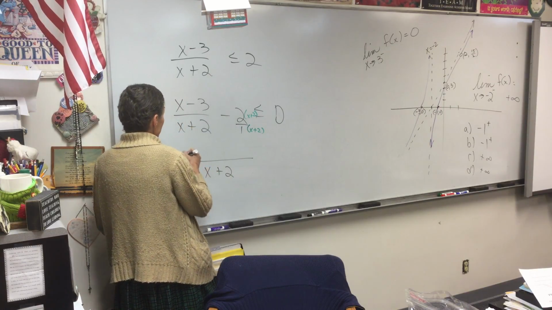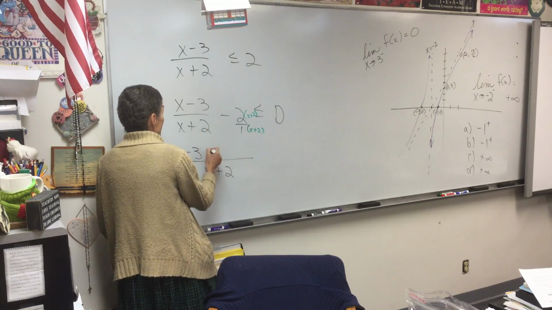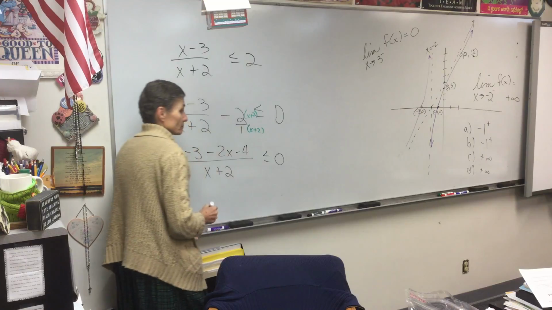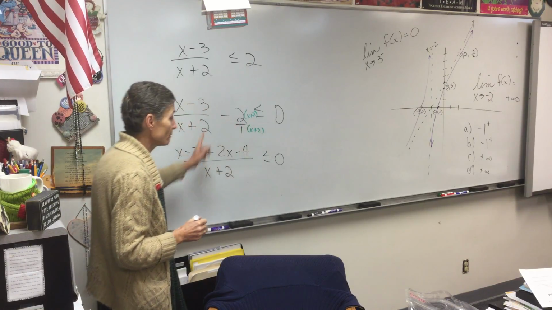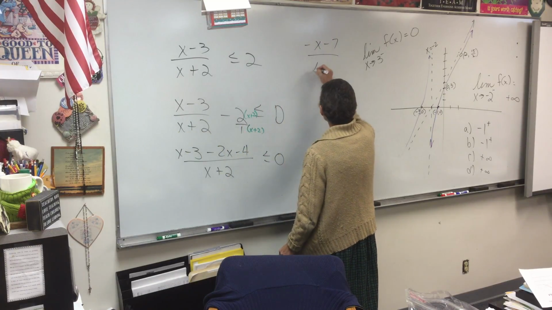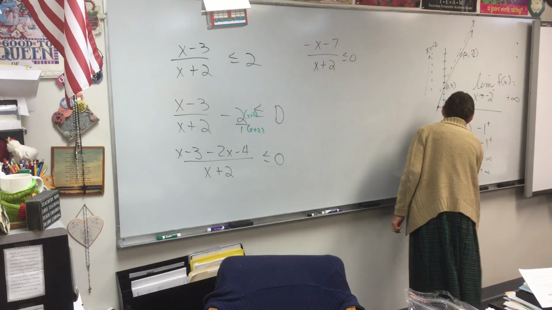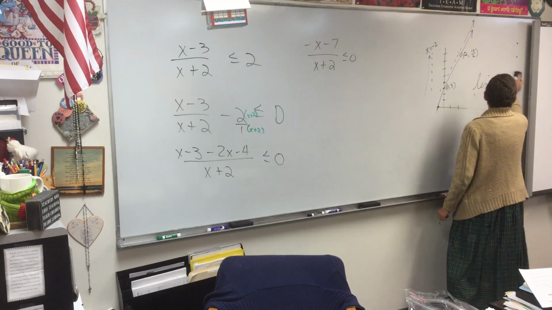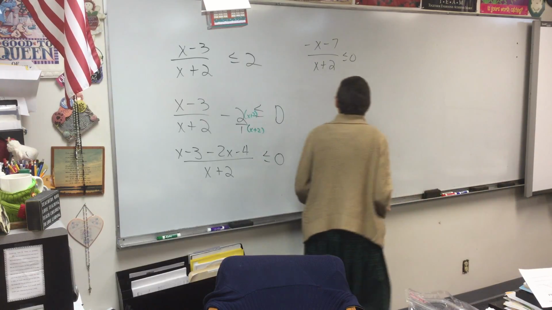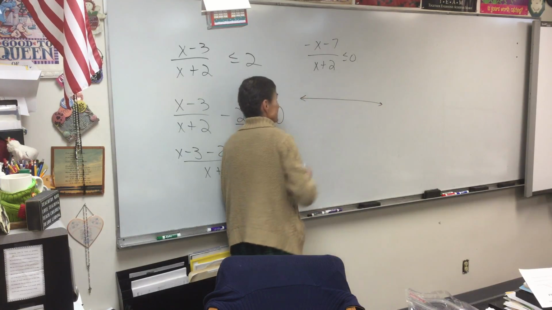So we end up with x minus 3. Okay, watch this. This is another big error place. Minus 2x minus 4. You have to distribute all the way through there. So we have negative x minus 7 over x plus 2. We okay with that? Now, we draw a number line. Remember this? Please tell me some of this sounds vaguely familiar.